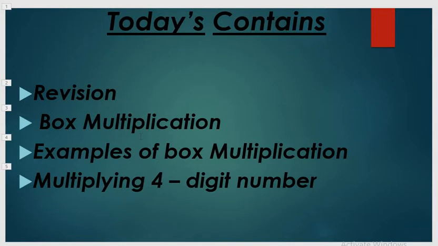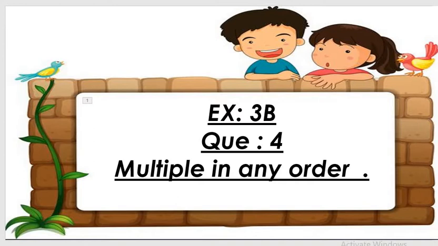First of all we do the revision of the last session. Understood, all students? Then box multiplication is the new topic, with its example, and then multiplying 4-digit numbers. Before starting, we do the revision of the previous lecture: exercise 3b, question number 4, multiply in any order.